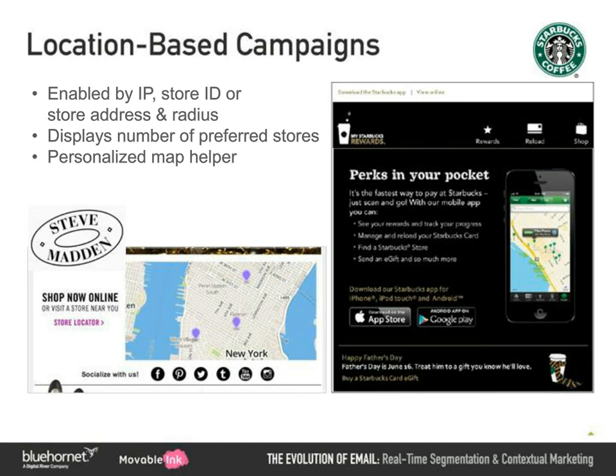So how do you set up these types of apps within your email? How do you include a map or other location information for your stores? This can be enabled by IP address, which again is powered by Movable Ink, really simple to set up, no data needed is available. Again, ease of use, something you could begin incorporating today.